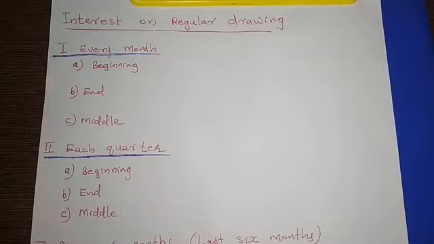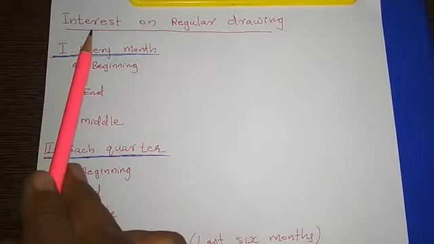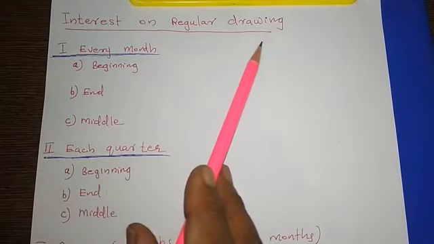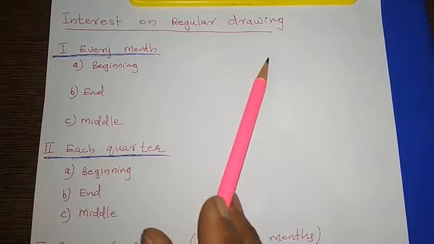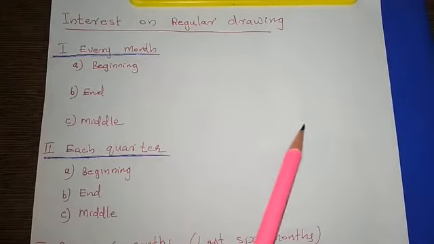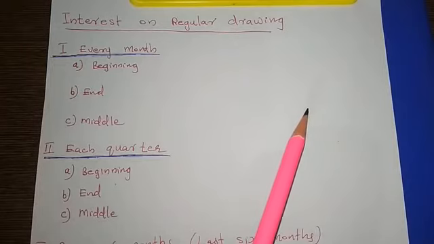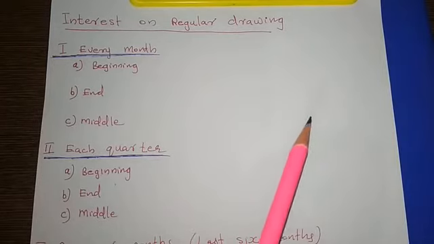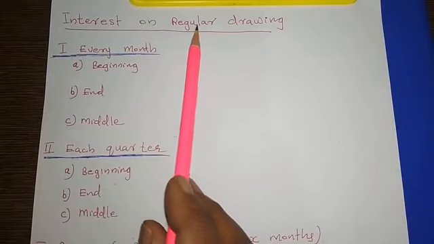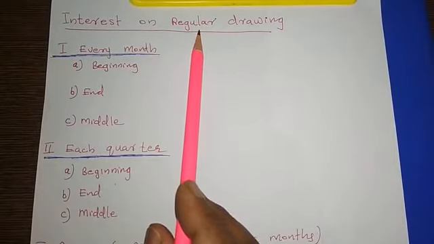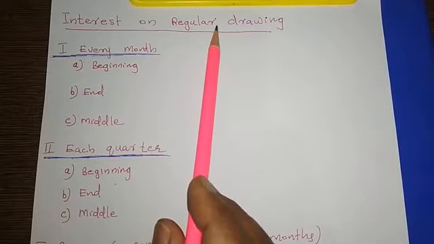Today we are going to see how we can find out the interest on drawings, if a drawing is made regularly. I have written the heading, you can see, interest on regular drawings. It means the same amount is withdrawn continuously. For example, one partner is withdrawing 1000 every month, then it is a regular drawing. Another partner withdraws 2000 per month, that is also an example of regular drawings.